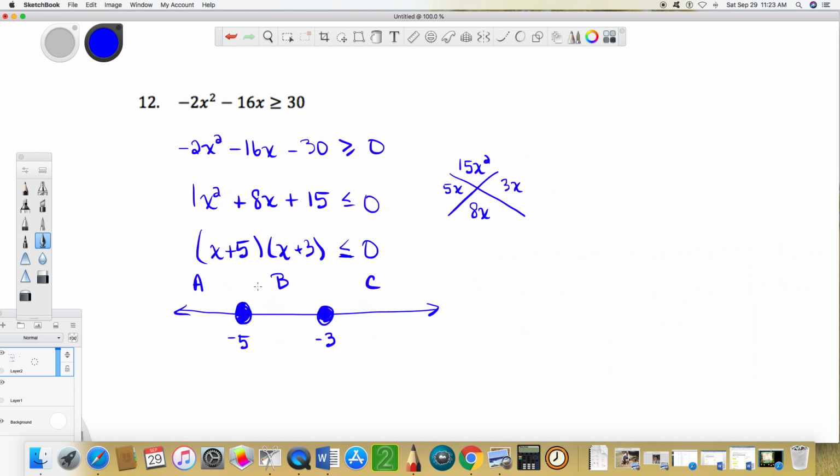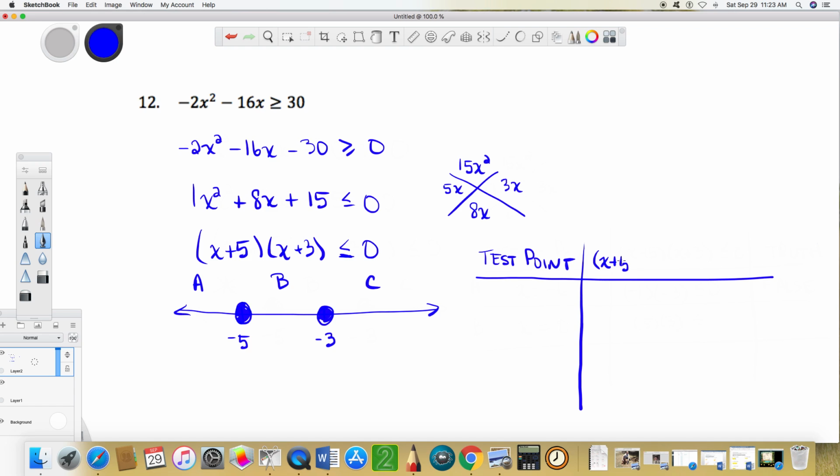So now I'm going to pick a test point from each region, plug it in, and determine whether the resulting arithmetic is true or false, and then determine whether to shade or not to shade each region. So I'm going to try to be organized and do that in a table. I'm going to label my first column test point. My middle column, I'm going to write the expression.